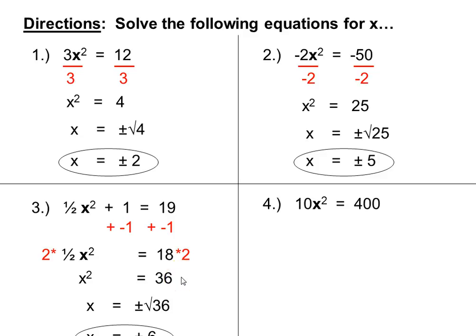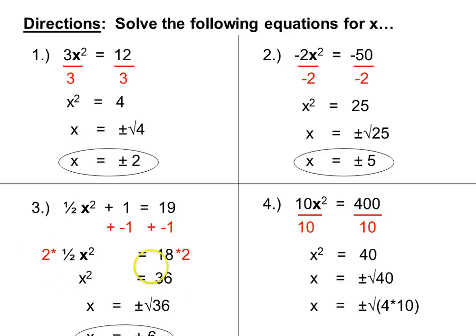And our last example, 10x squared equals 400. I'm going to divide both sides by 10, again to solve for x. Therefore we get x squared equals 40. Square root of 40 is going to be the value of x. 40 is not a perfect square, so we can leave that as the square root of 40. Or we can break that down into 4 times 10, and then breaking it down into 4 times 10 because 4 is a perfect square, we can take the square root of that.